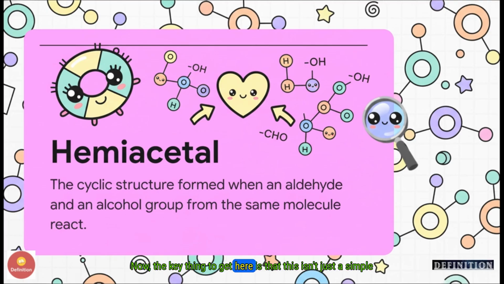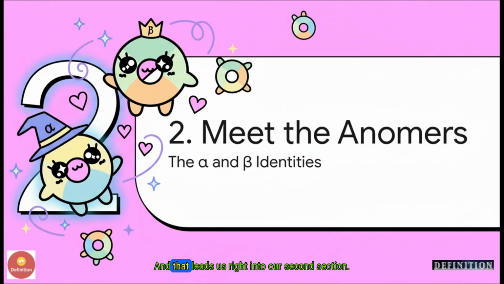Now the key thing to get here is that this isn't just a simple change in shape. The act of closing this ring creates a brand new chemical feature right at carbon 1, and that spot becomes the absolute epicenter of our whole story. And that leads us right into our second section. It's time to meet the main characters, the anomers.